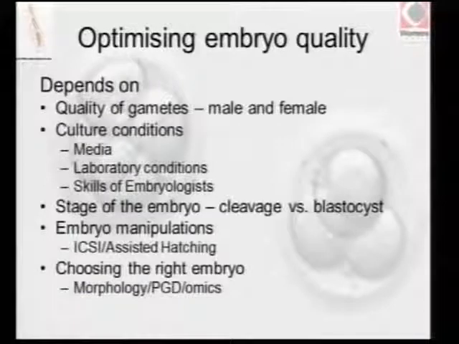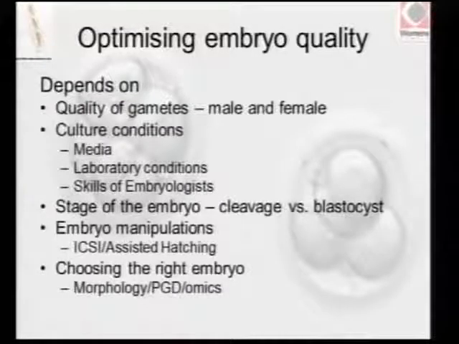So you have to look at the male gamete more in depth and make sure that the male gamete is okay. You have to look at the female gamete also under a microscope and make sure that that is okay. When we said age makes a difference to the number of eggs that we can get out of a female, it also makes a difference to the quality of eggs that you get. So all of these things become important.